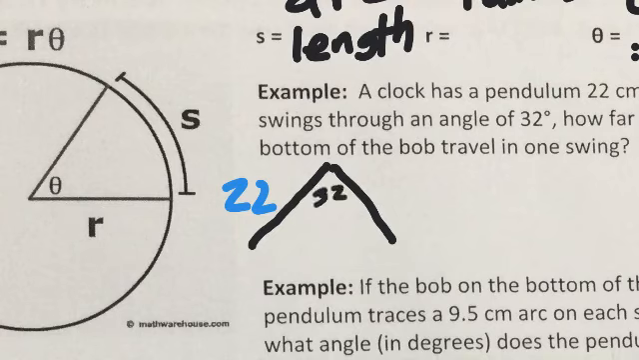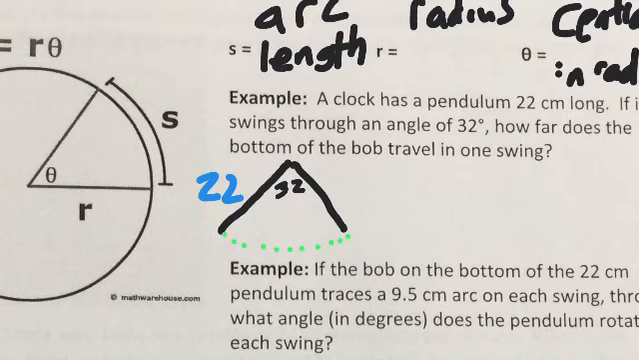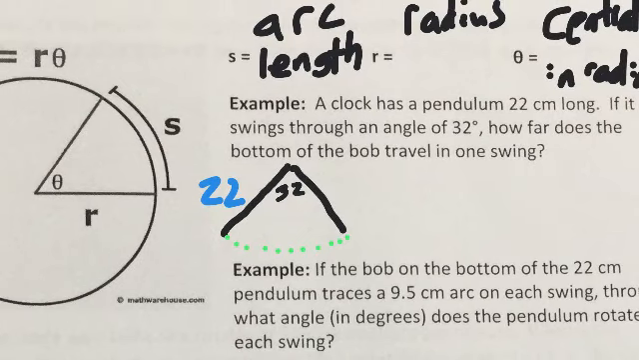Okay, then, what else do we know? We want to know how far the bottom of the bob travels in one swing. So we're wanting to know this distance here. When that bob swings back and forth, what is that distance? Well, again, you can think about it, that's just a part of a circle. It's a part of the outside of a circle. If that bob would swing all the way around, we would get a circle. But we don't, so we're just wanting to know the circumference of that part, or the arc length of this bob.